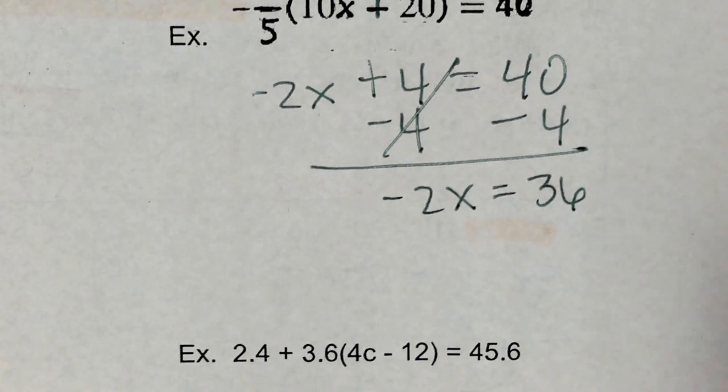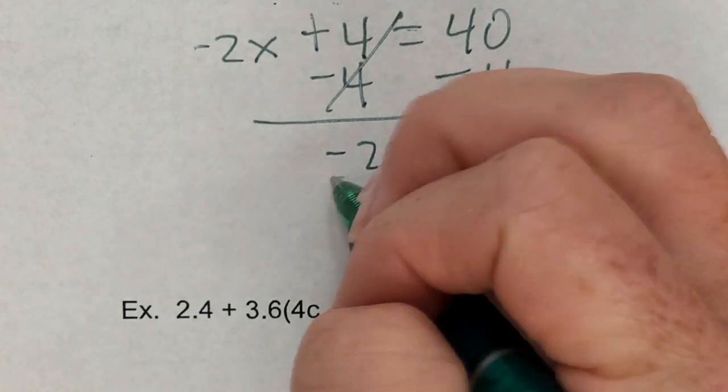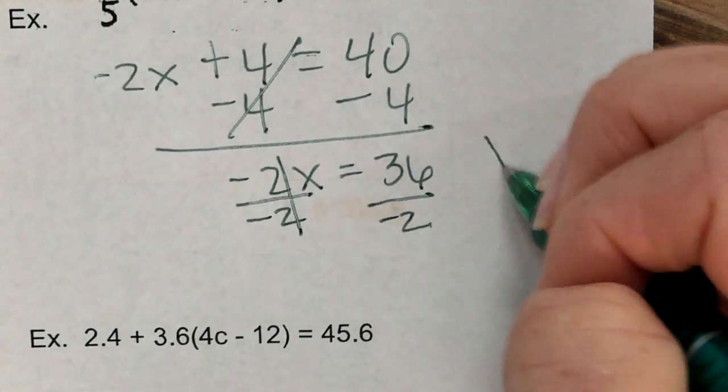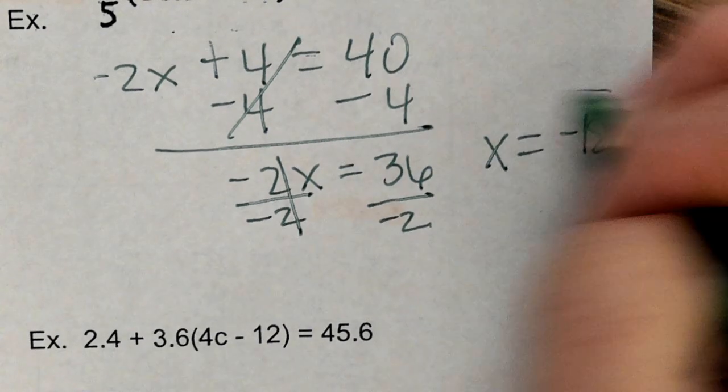Am I going slow enough? Y'all got to tell me. Everybody okay? Okay. Now I'm going to get rid of the coefficient by doing what? Dividing by negative 2. Very good. So I have x equals, and 36 over negative 2 is negative 18.